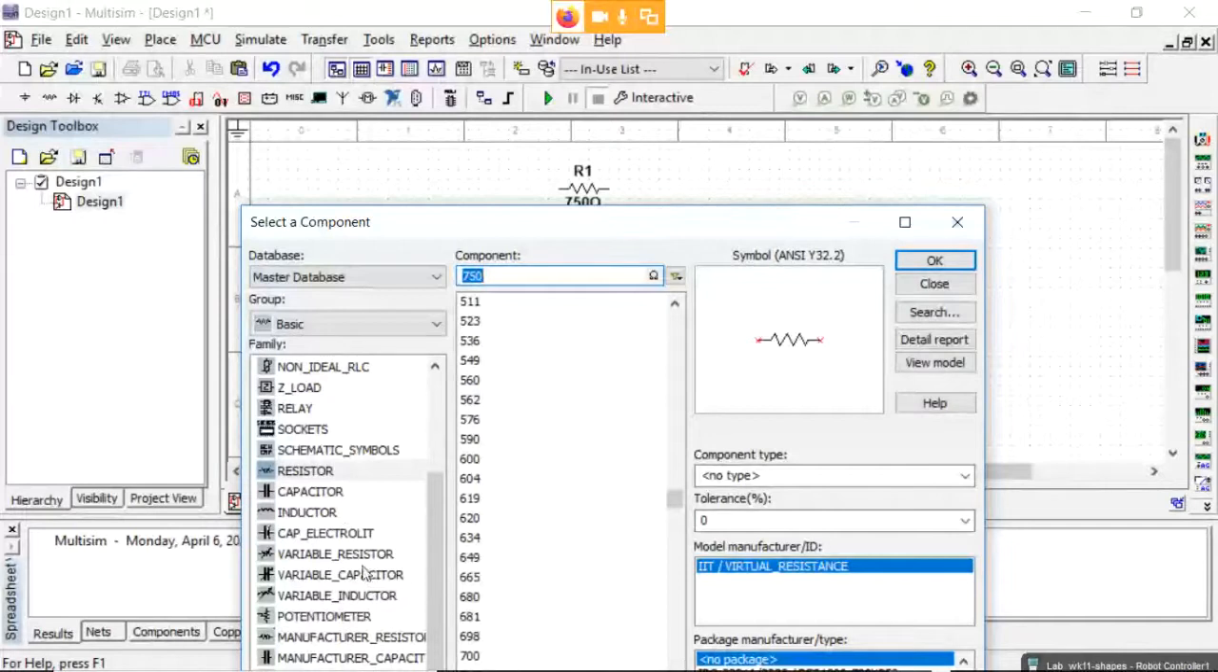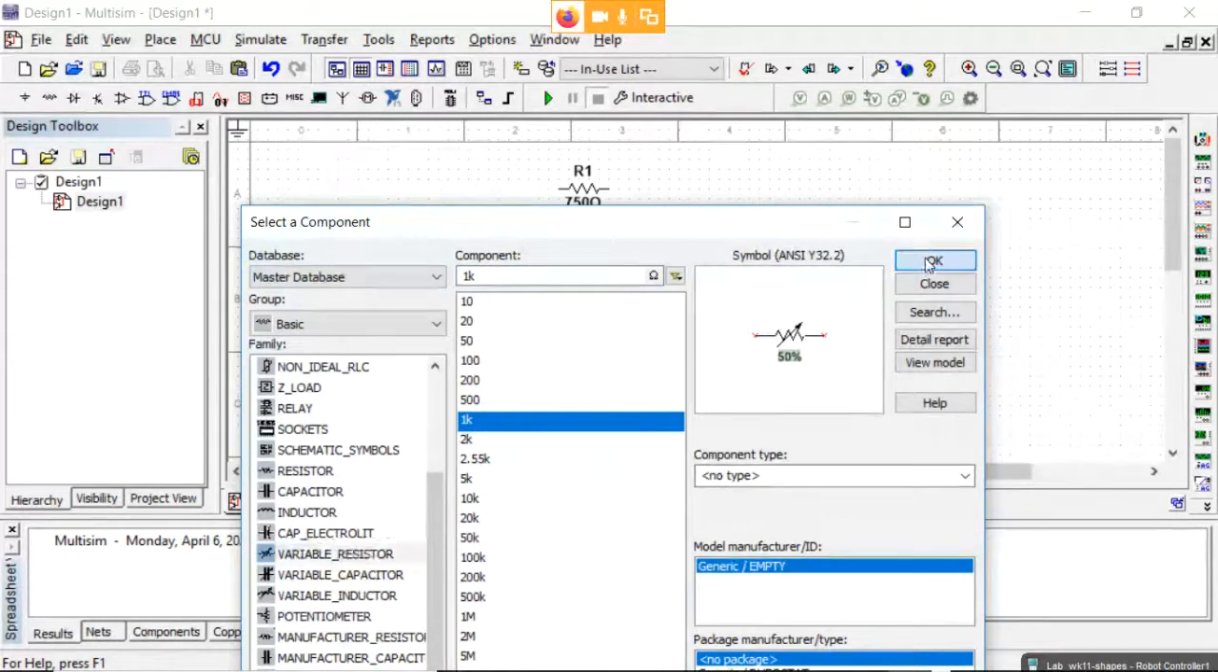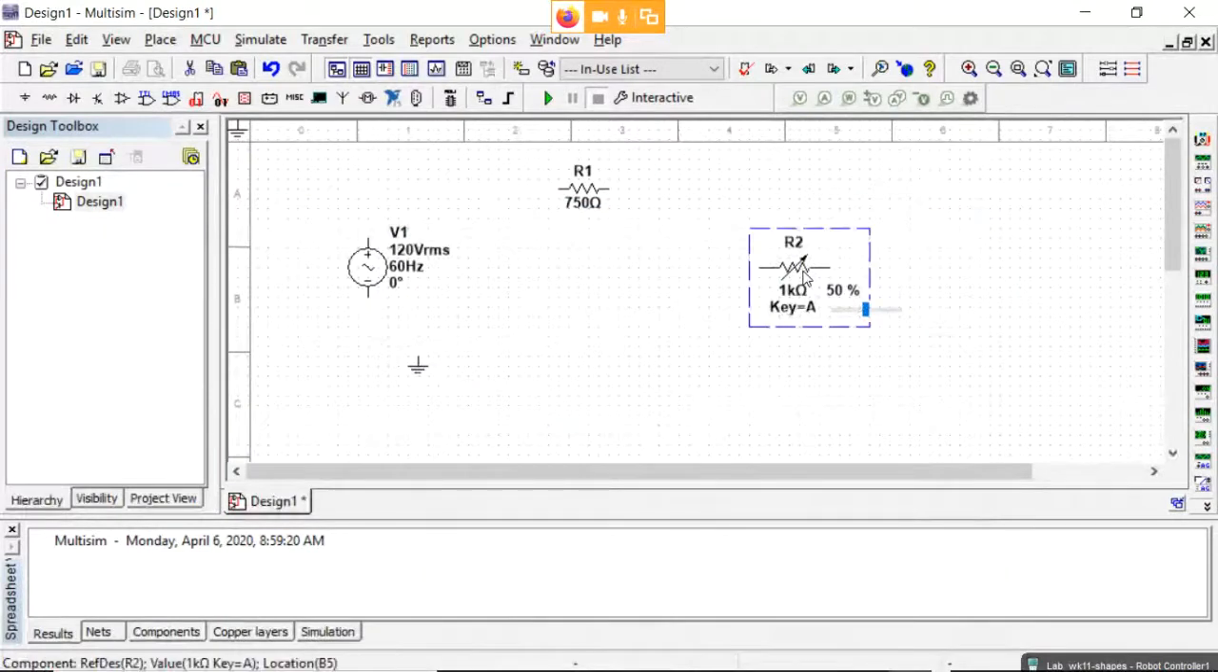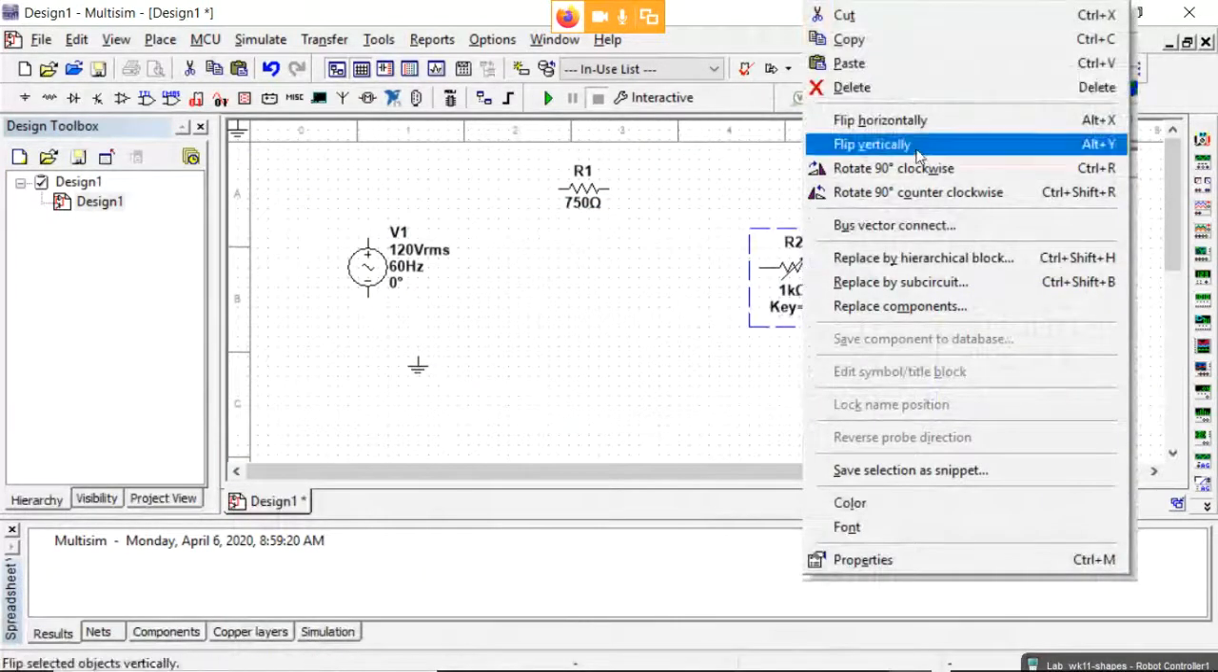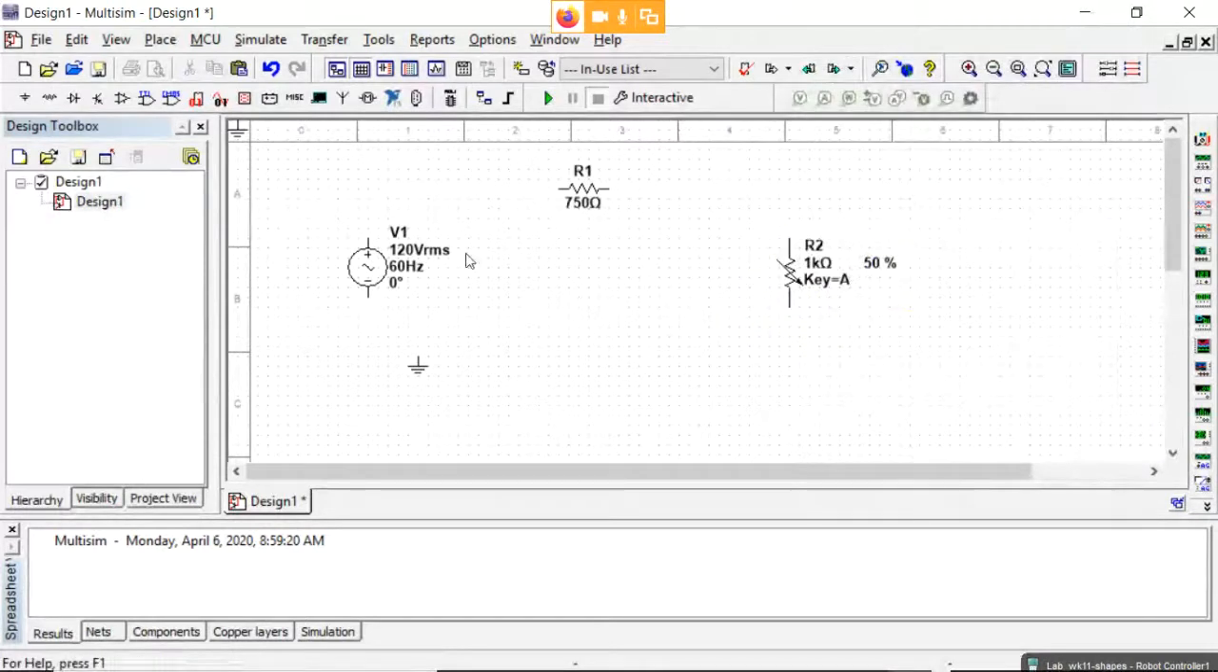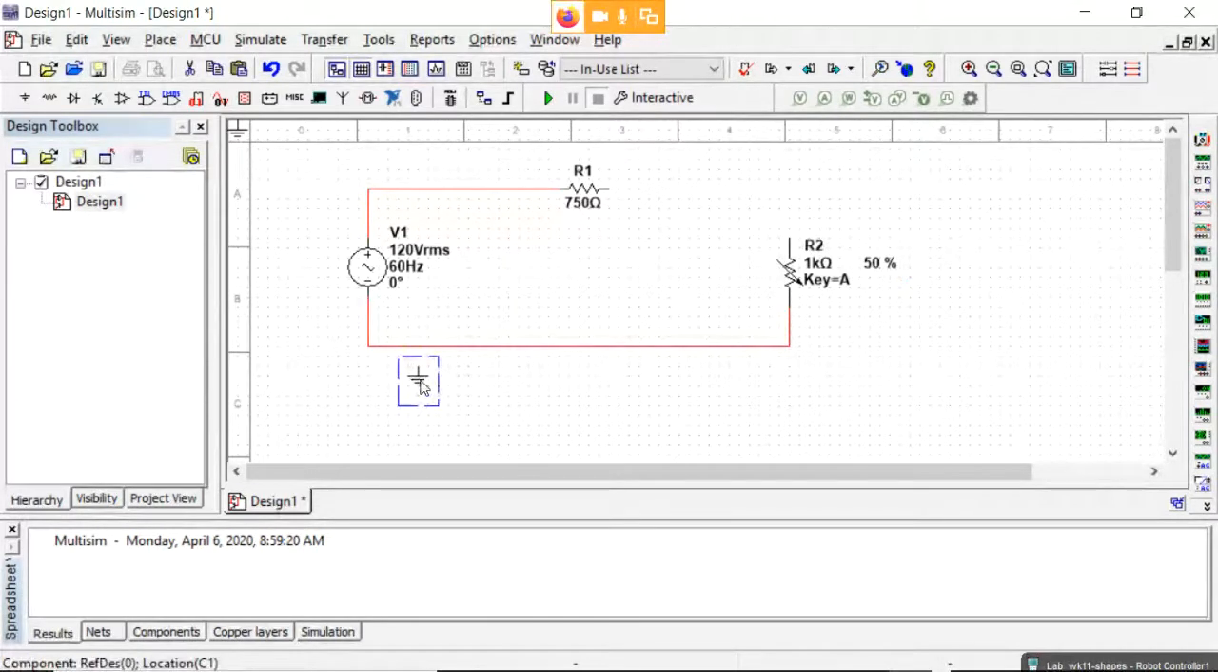The thing we want is a variable resistor, because remember, for at least one part of the lab, we had to have that variable. I'm going to right click on this and rotate it. All right, and now I'm going to connect these together. The way I find this works is, you notice here how I hook the voltage source over to that resistor, and then I'm just going to attach the ground here.